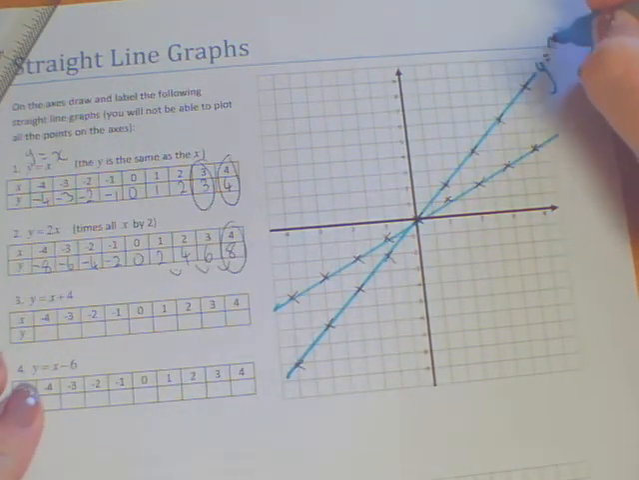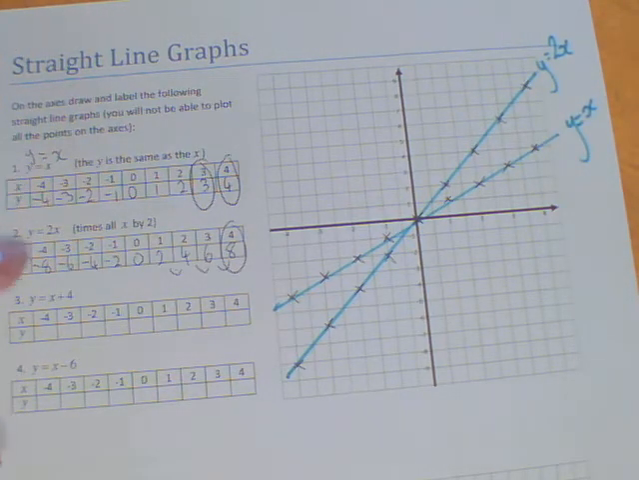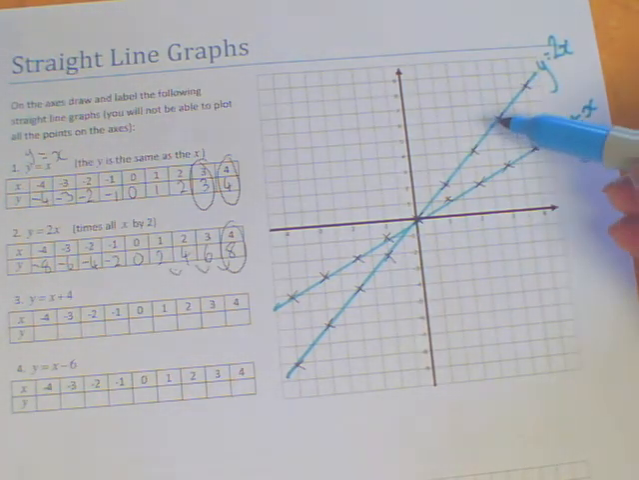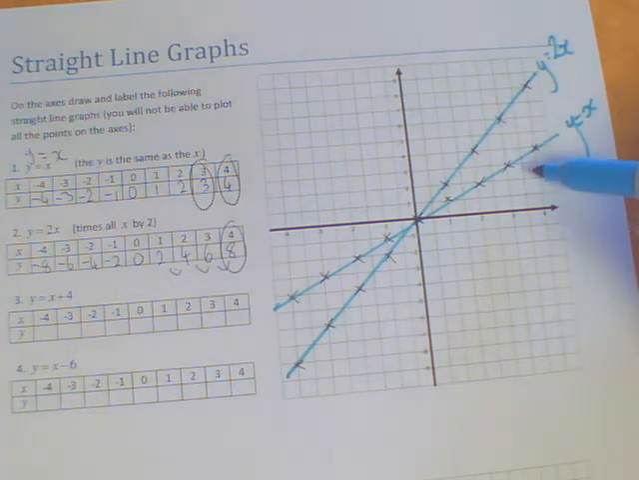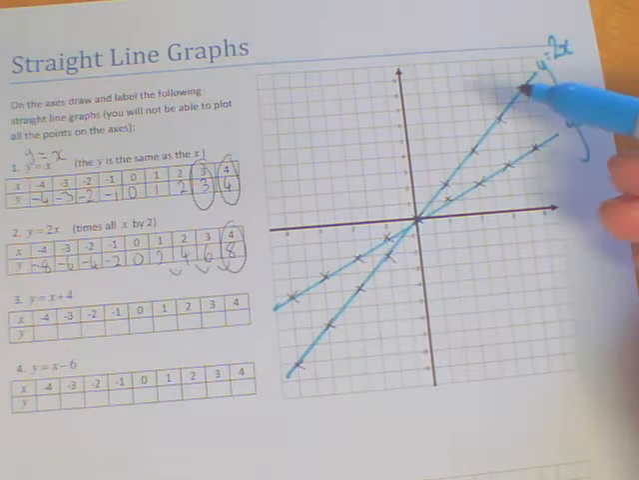So that's y equals 2x, and that was y equals x. And you'll see, as the coefficient of x gets bigger, the line is getting steeper. This line is steeper than this line. So if I had 3x, then that would be up here, and it would be even steeper.